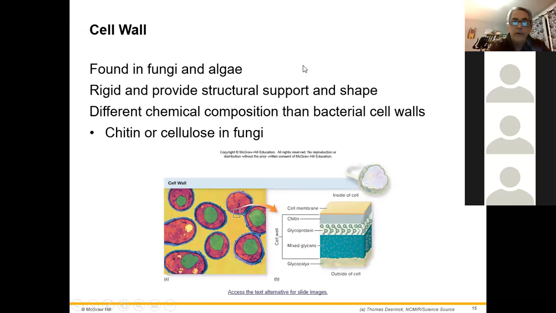Cell walls, I mentioned, are found in fungi and algae, and also in plants. In fungi, it's made of chitin. The cell wall is rigid and provides support and shape. It's a different chemical composition than bacterial cell walls, so they do not have peptidoglycan. Chitin or cellulose in fungi. So this would be the cell membrane, the chitin, some glycoproteins, mixed glycans, and then they can have this other layer on. This is going from inside the cell to outside. They can have this glycocalyx.